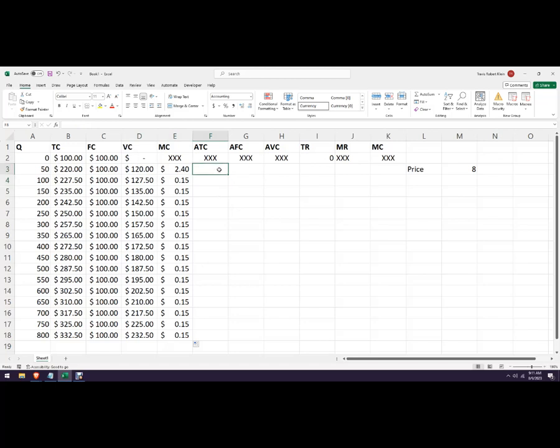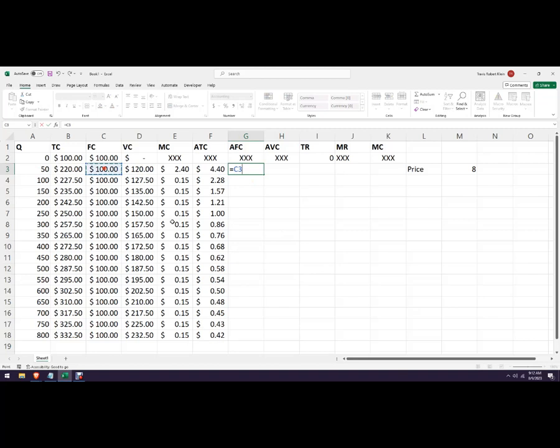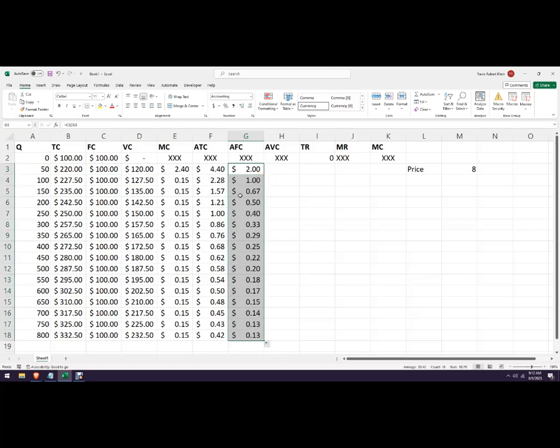Now for average total cost, let's write a quick formula. It is the total cost divided by the quantity. Just copy that all the way down. That's going to change. It starts a little bit high and then it goes down. It never reaches a minimum; it's always declining. For average fixed cost, it's fixed cost divided by quantity. That's going to decrease forever.